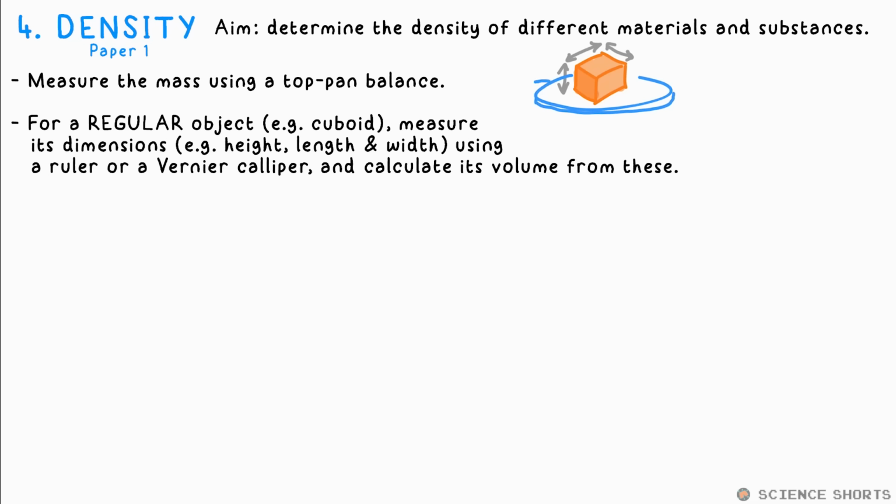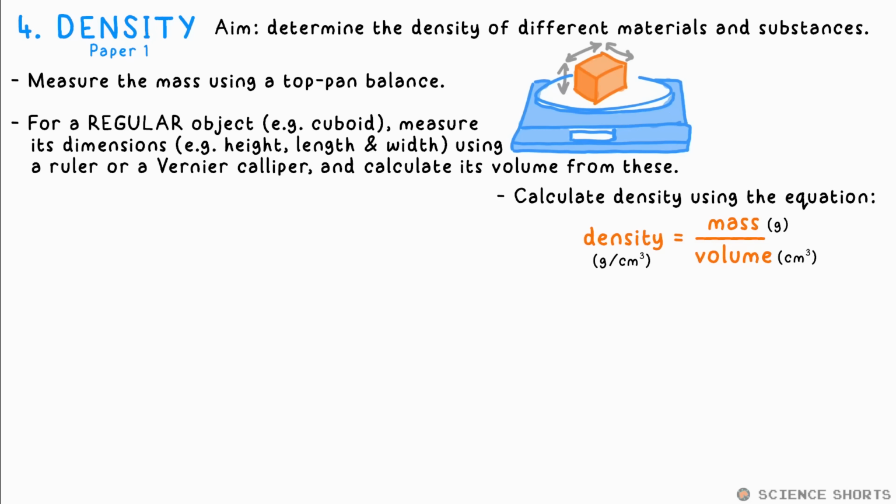Physics 4, density. This one often crops up in exam questions, finding the density of objects or solutions. To find the mass of any solid object, just place it on a top-pan balance. If it's a regular object, say a cuboid or a cylinder, you can measure its dimensions with a ruler or vernier calipers that has a higher resolution and calculate its volume from these. Then use the equation mass divided by volume to find the density.